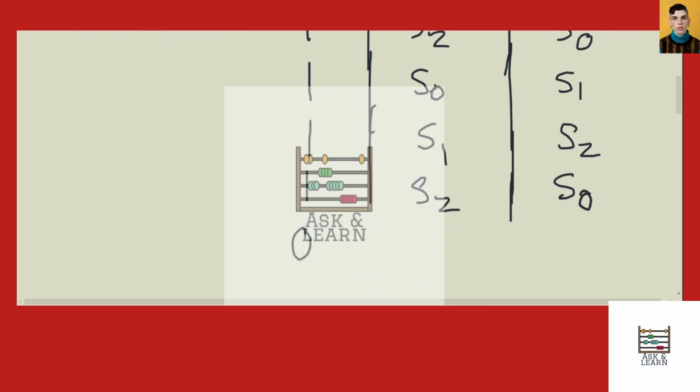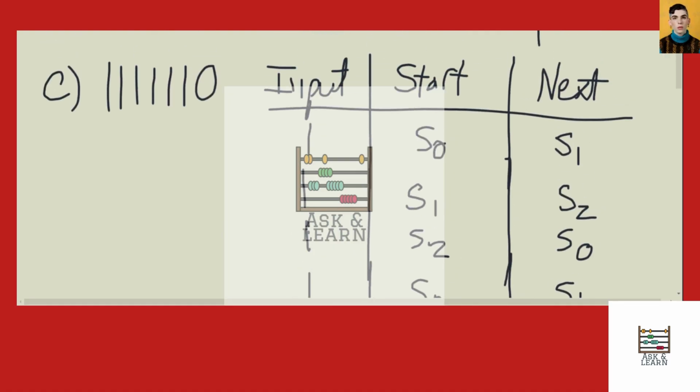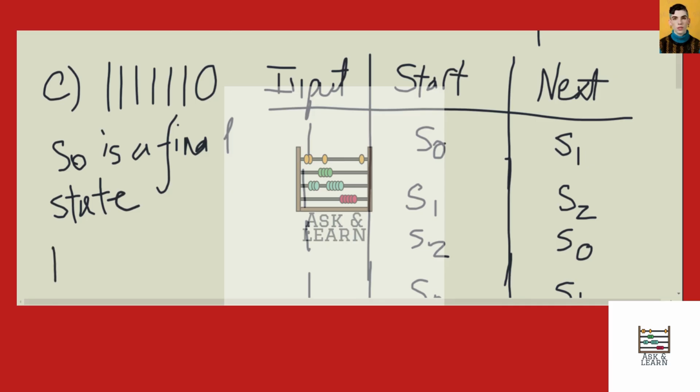And the final input is a 0. The start state is at S0, so the next state is S0. And we see that S0 is a final state. And therefore, it follows that the automaton is going to recognize the string 111110.